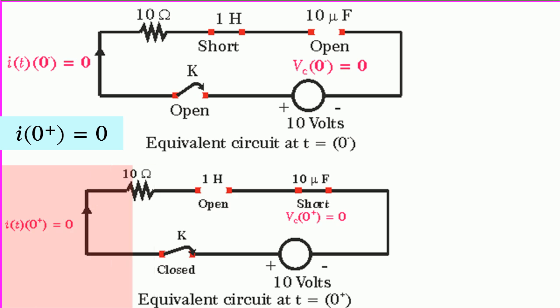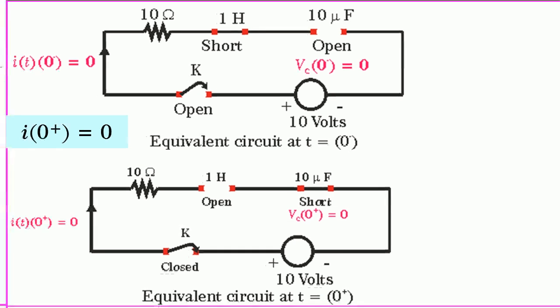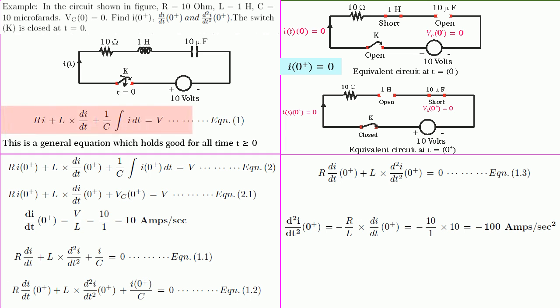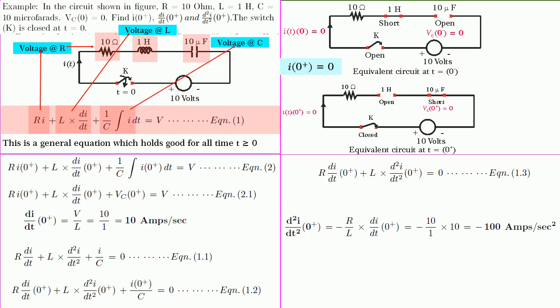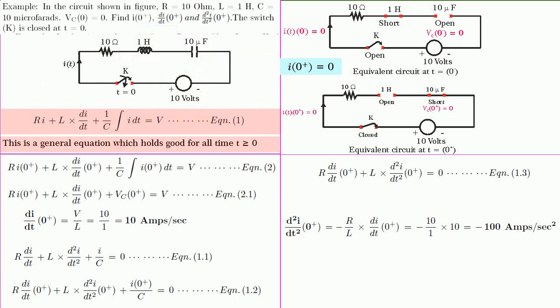Friends, you will get the same answer even if you draw the equivalent circuit at t equal to 0 plus, you can verify it. Now, to obtain di/dt at 0+, let us use the system equation 1, which is R into i plus L into di/dt plus 1 upon C into integral of i dt is equal to V. This is a general equation which holds good for all time t, so it should also hold good for time t equal to 0 plus.